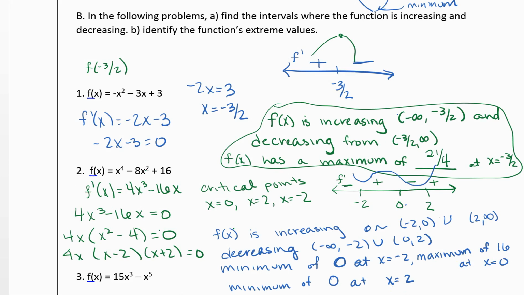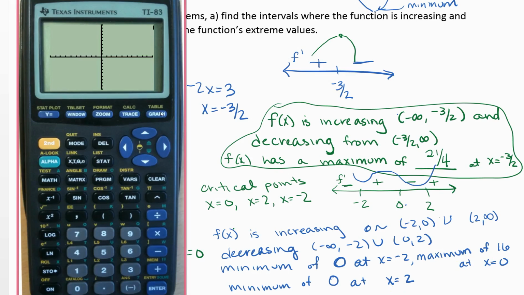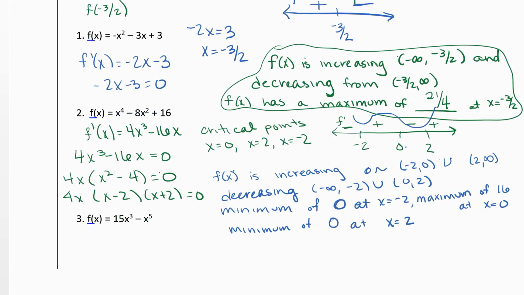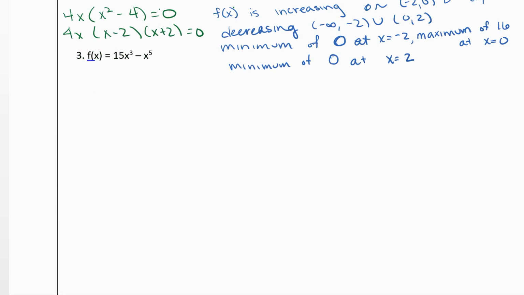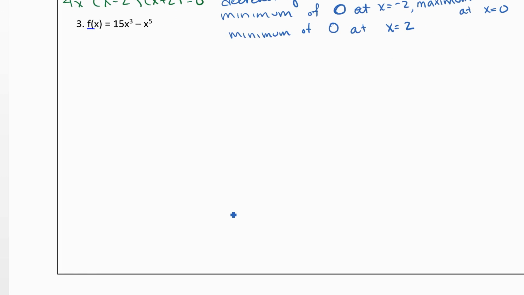And if we look at the graph, okay, we see that our minimums are actually global or absolute minimums. It's going off to infinity on both sides, so our maximum is a local max. Okay, we've got one more that we're going to look at here.